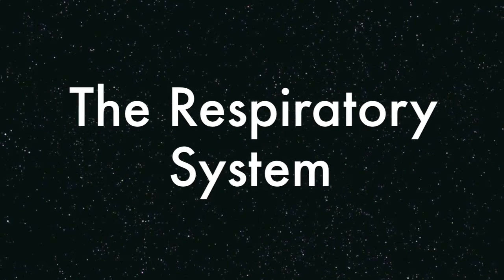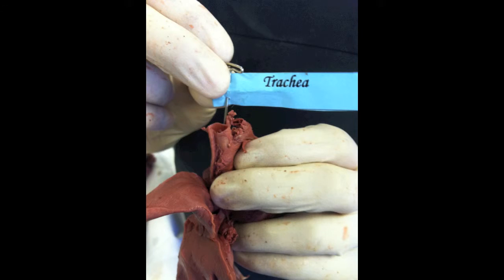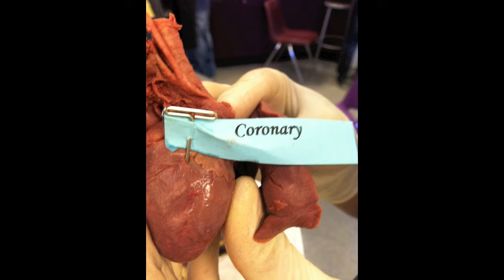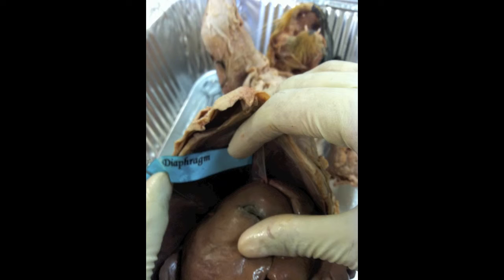The respiratory system. The trachea transports oxygen to the lungs. The coronary arteries are blood vessels that supply the heart with oxygen. The diaphragm aids in breathing.